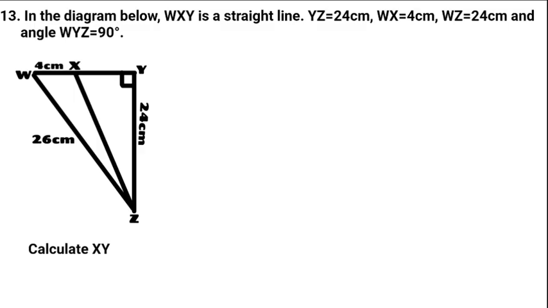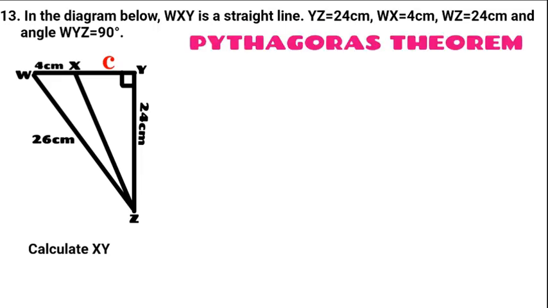So what we're going to do now is identify the length of the line XY. The line is this one, the one I've marked C in red. That is the distance we need to calculate, the distance from X to Y. For us to find the distance XY, we are going to use Pythagoras theorem. So I'm going to find first the distance WY.